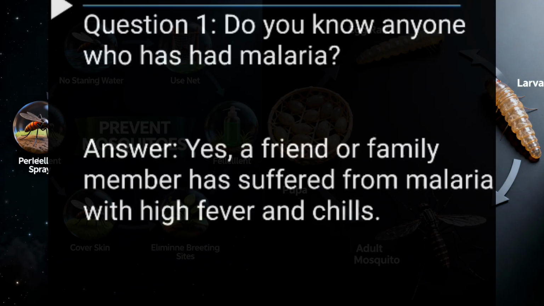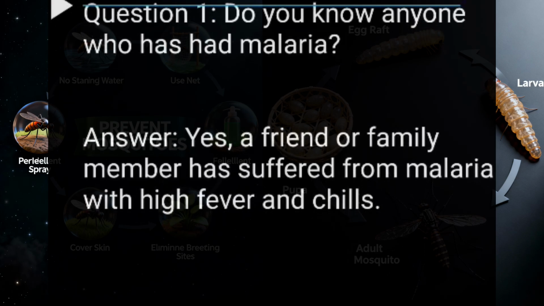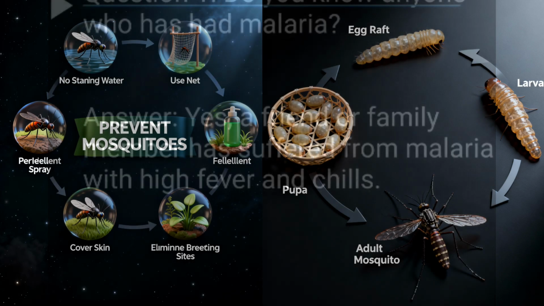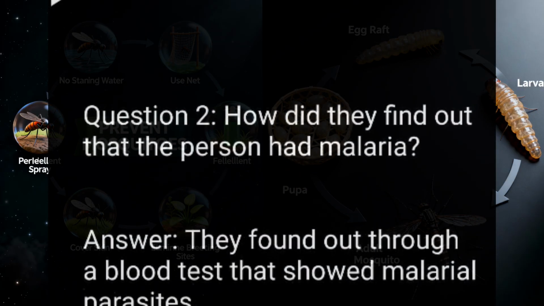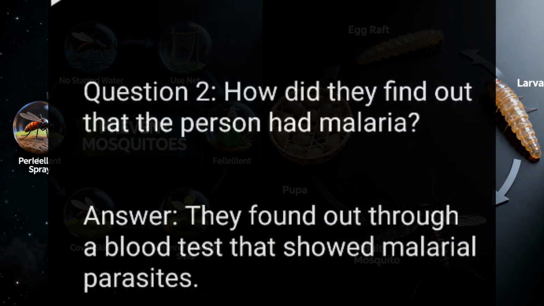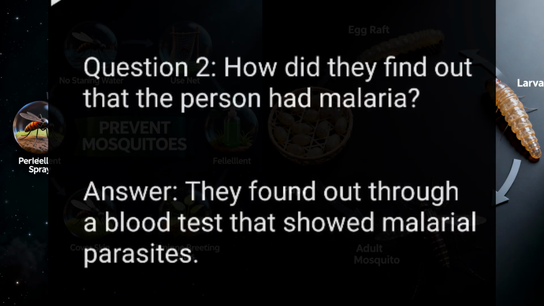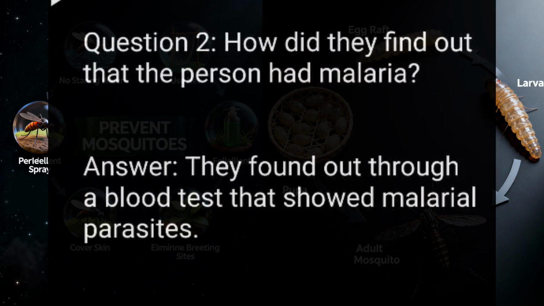Question 1. Do you know anyone who has had malaria? Answer. Yes. A friend or family member has suffered from malaria with high fever and chills. Question 2. How did they find out that the person had malaria? Answer. They found out through a blood test that showed malarial parasites.